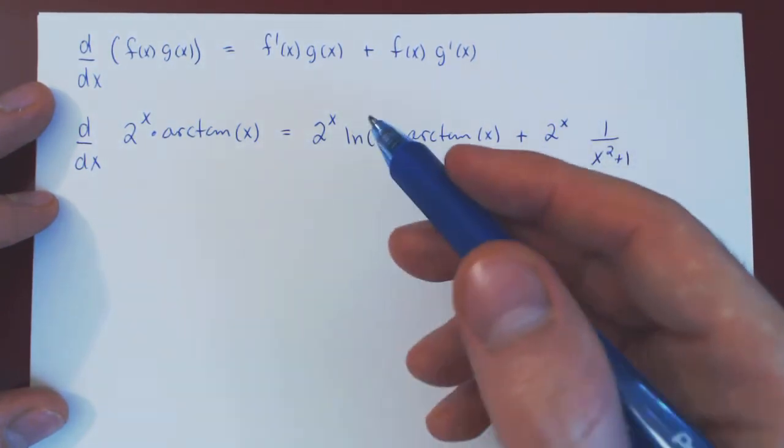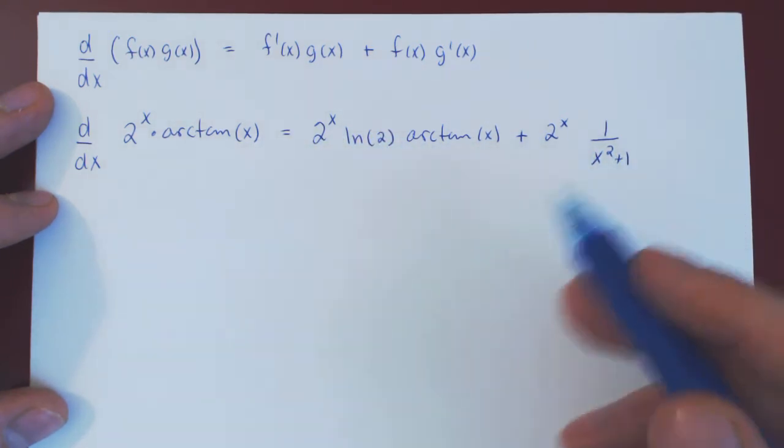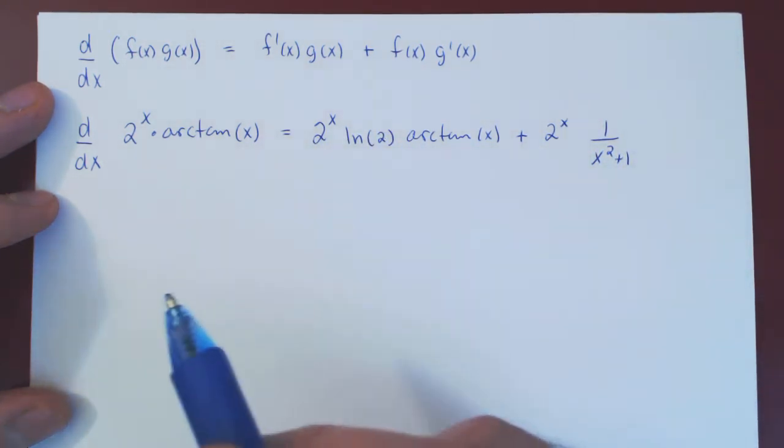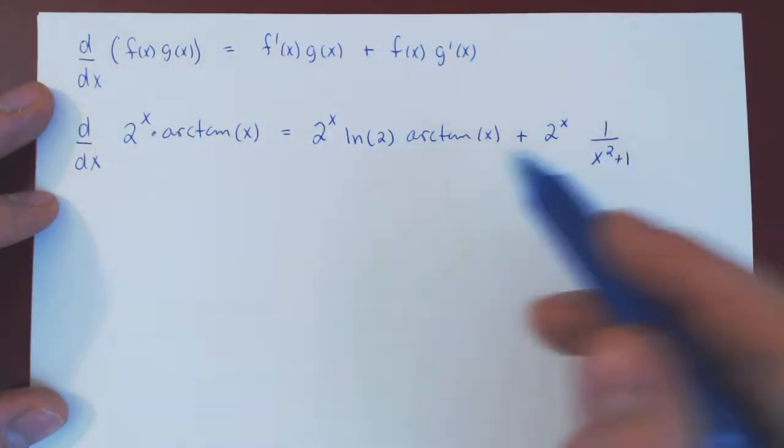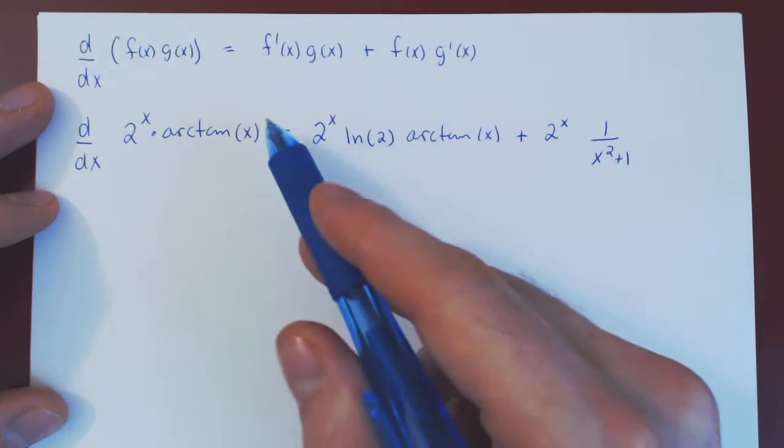And that's it. And again, I will leave the simplifications up to you, as the goal of this video is simply to review the product rule and not algebraic simplifications. For example, here you could factor a 2 to the x from both terms.